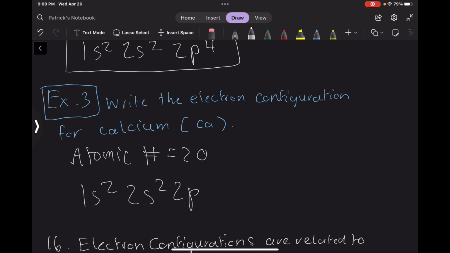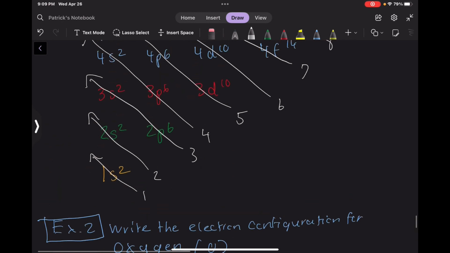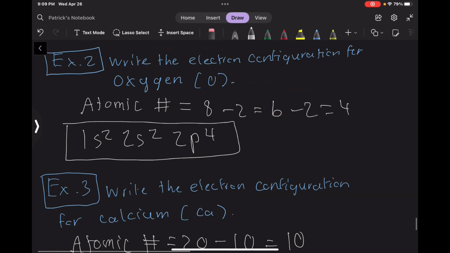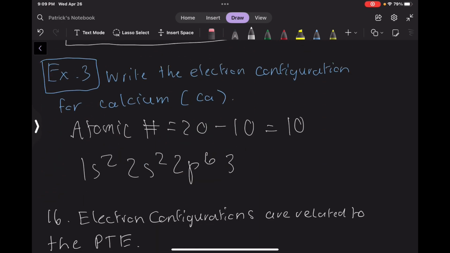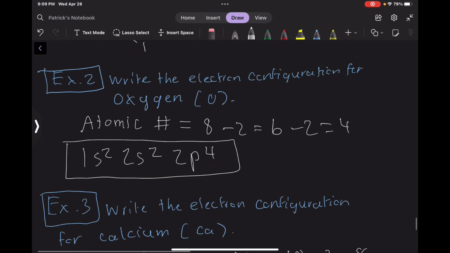We do, however, have to make one change, changing the exponent on 2p from 4 to 6, since that subshell is now full. Just like that, we've already accounted for 10 electrons, only another 10 to go. The next term is subshell 3s, filled with 2 electrons. Only 8 more to go.